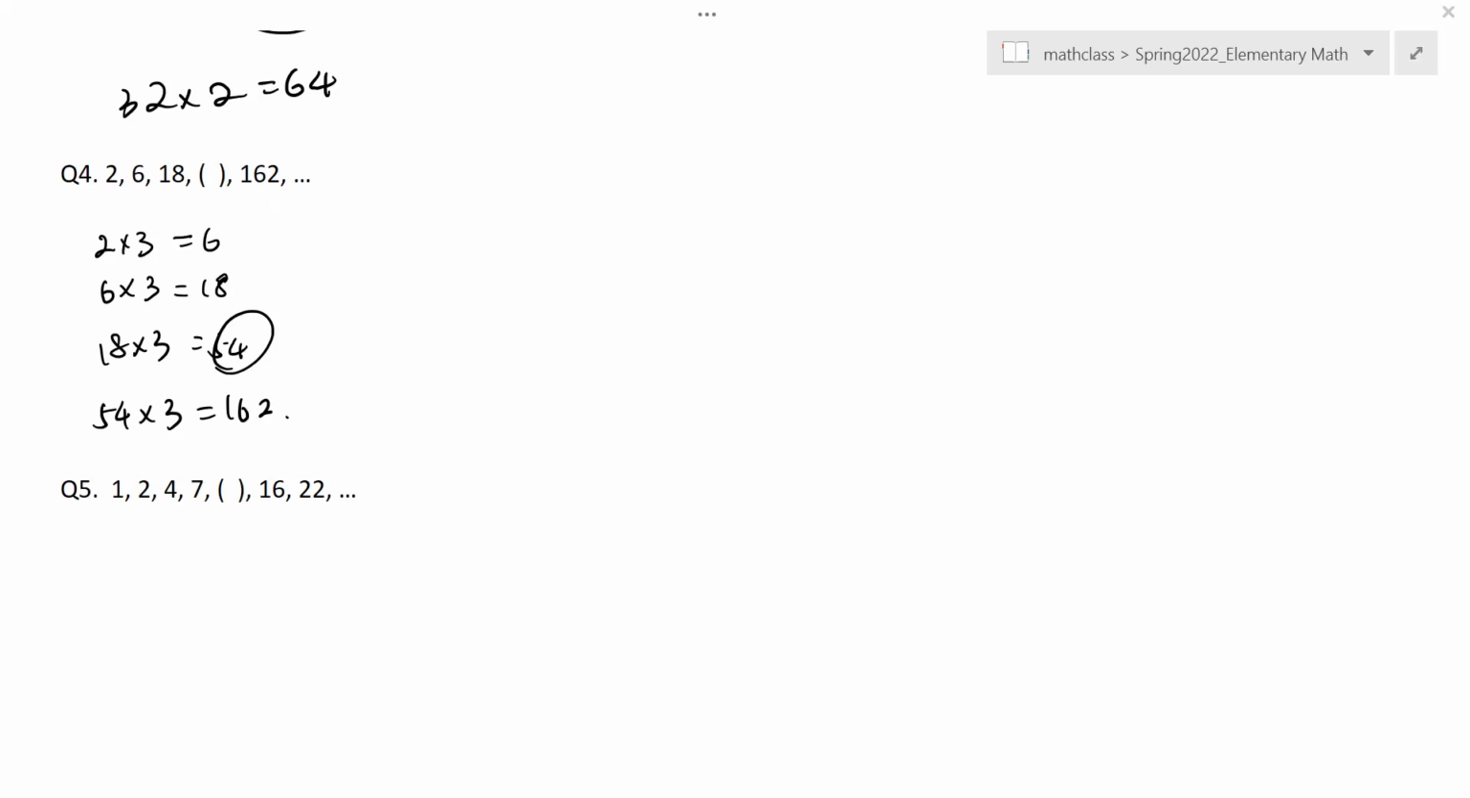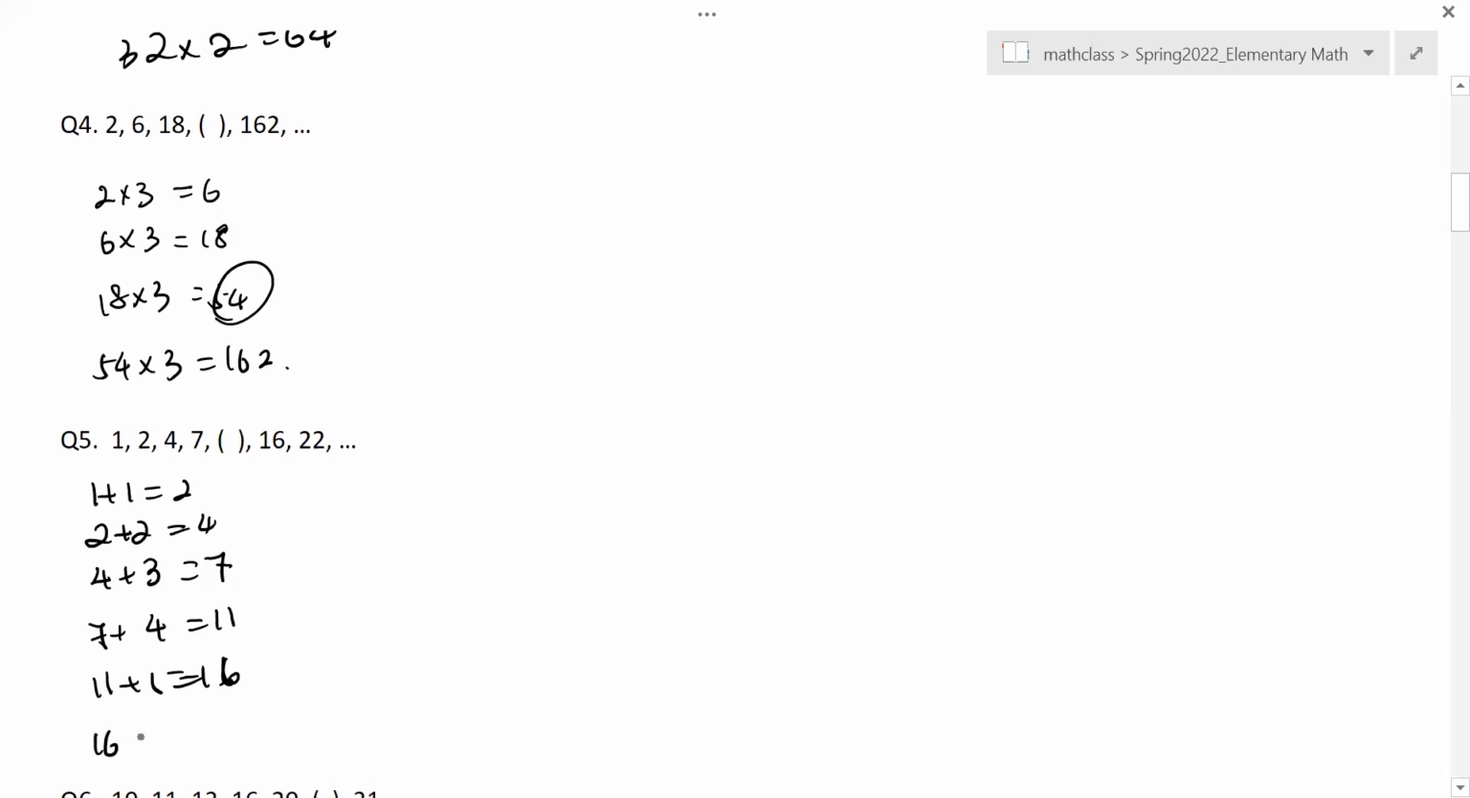So 1 plus 1 equals 2. Then you have 2 plus 2 equals 4. And 4 plus 3, every time you add a number which is increasing, you get 7. So 7 plus 4 is going to be 11. Then you double check 11 plus 5, you get 16. Great, that matches. And then 16 plus 6 is going to be 22.